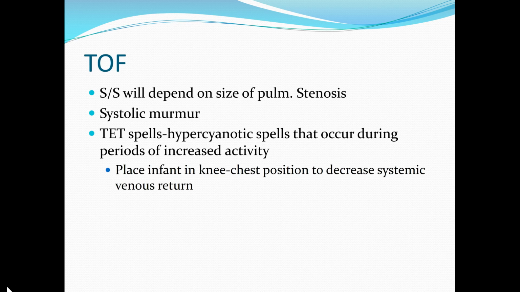So if they go home and they have tetralogy of Fallot, you're going to have to teach them and the parents that when they're an infant, they're going to need to kneel and go to a knee-chest position to decrease the systemic venous return.